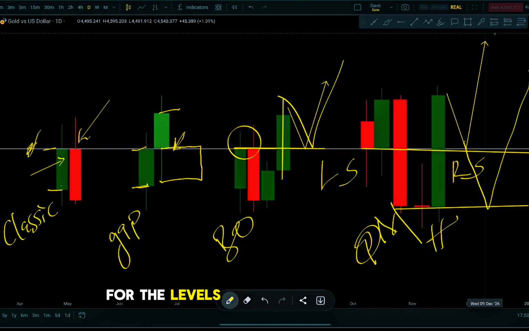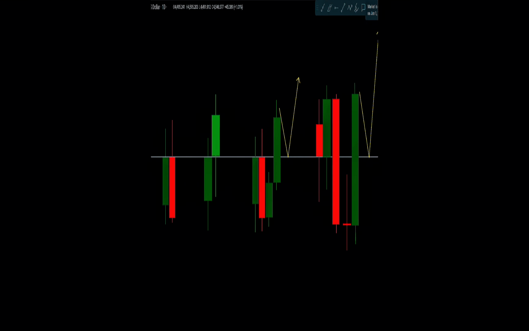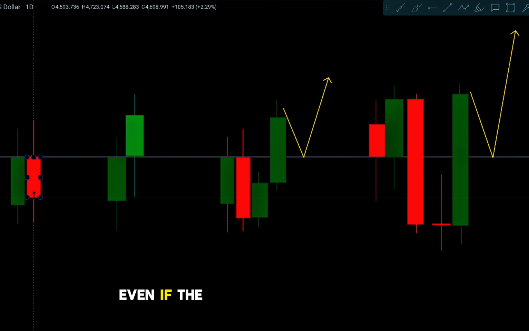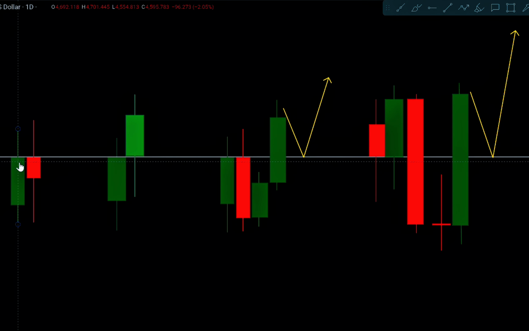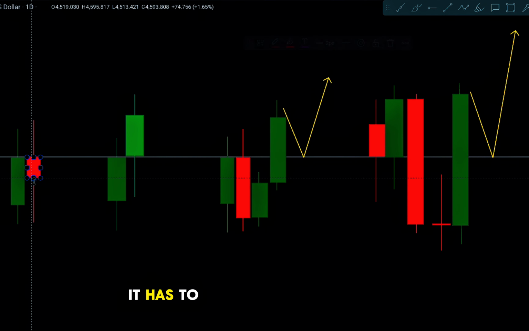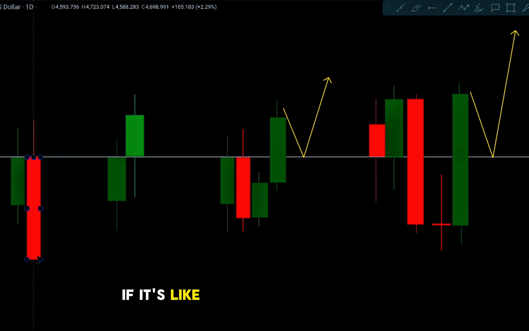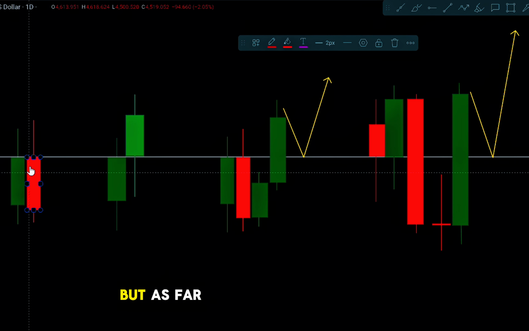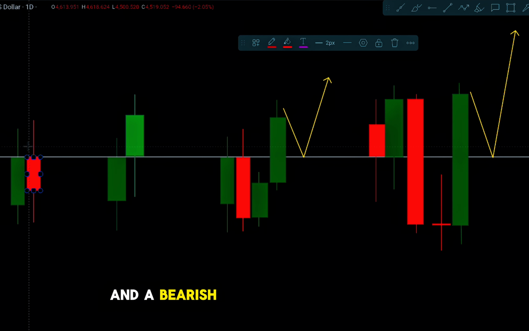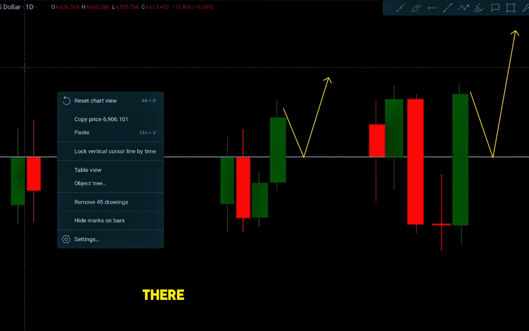For the levels, you need to see them, you need to practice them to be able to get used to them. So what I was saying is that in this place, even if the candle closes like this, as far as the level it is still there in SNR, we don't care whether it has to be like this. If it's like this, it's okay. If it's like that, it's okay. But as far as the level has formed, it has to be a bullish and a bearish candle. The level is there, and that is it.